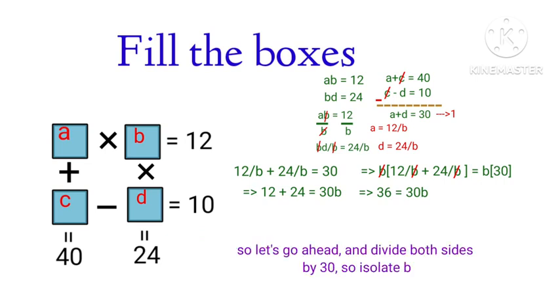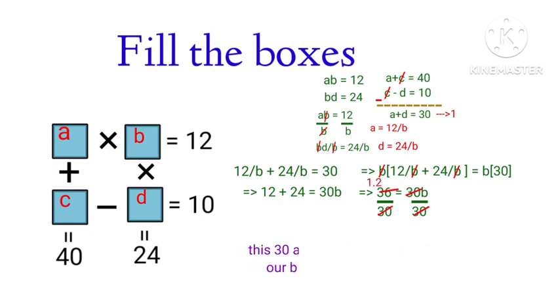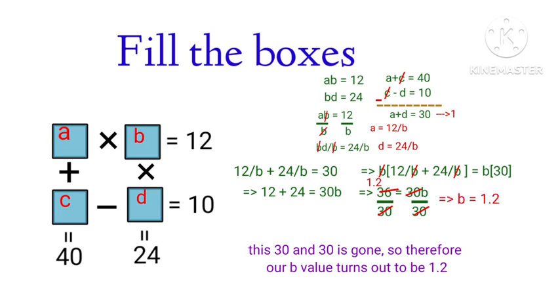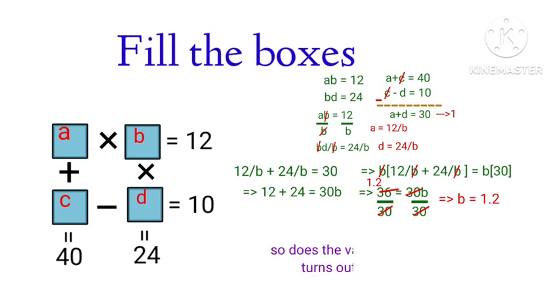So let's go ahead and divide both sides by 30 to isolate B. This 30 and 30 is gone, so therefore our B value turns out to be 1.2. So the value of our box B turns out to be 1.2.